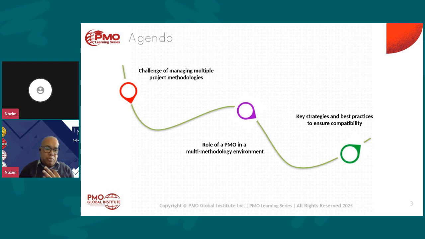I propose to guide you through three steps. We'll start with acknowledging the challenge of managing multiple project methodologies: why organizations adopt different methodologies, but what could also be the friction between structure and agility, and what the common issues are. Then we'll move on to understanding the role of a PMO in this context, how the PMO can bring value. And finally, we'll identify the key strategies and best practices to ensure compatibility. Let's get started.